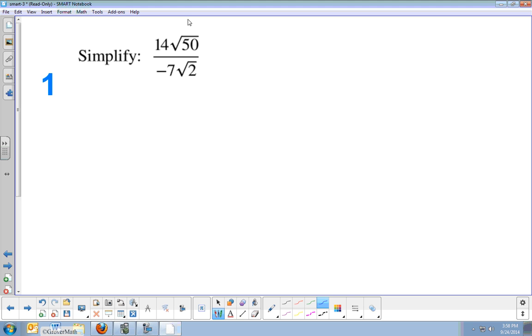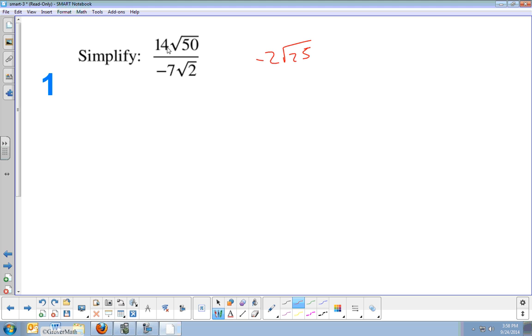So this fraction here, remember fractions are really a form of division. I would read this as 14 rad 50 over negative 7 rad 2, which is saying 14 rad 50 divided by negative 7 rad 2. And even though these are definitely different radical terms, rad 50 and rad 2, which I would not be able to add, I can definitely divide them. I can multiply them. Basically you divide coefficients on the outside, and you divide radical numbers on the inside. So this would divide to negative 2 rad 25.